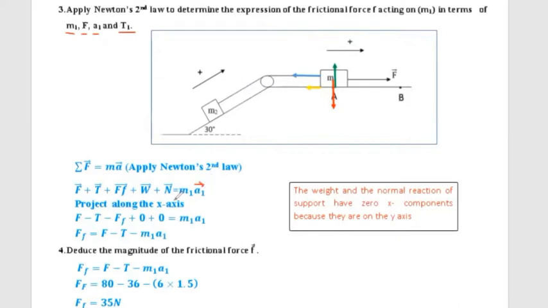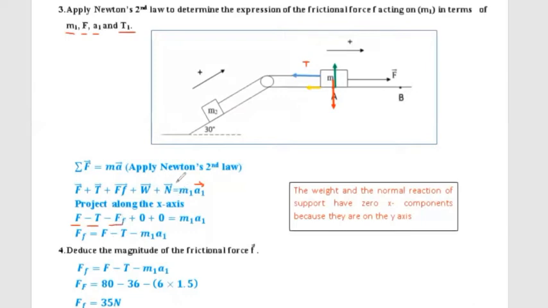Now project along the x-axis because the force of friction that we want to find is along the x-axis. That's why we project along the x-axis. So let's see what is the projection of each of these forces along the x-axis. What about the traction force F? The projection along the x-axis is plus F because F has the same direction as the motion. It is the force that's causing m1 to move. What's the projection of T along the x-axis? Since the tension T is opposite to the direction of motion, we put minus T. The same for the force of friction because it's opposite to the direction of motion, so we put minus Ff.